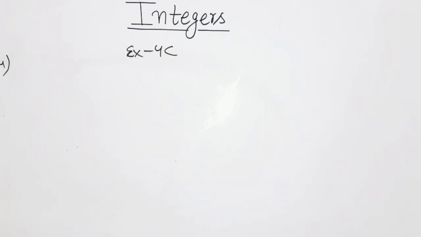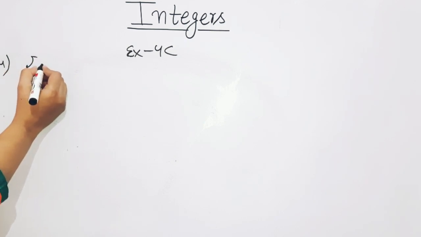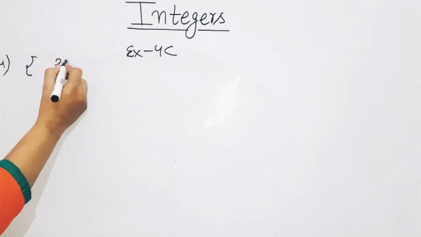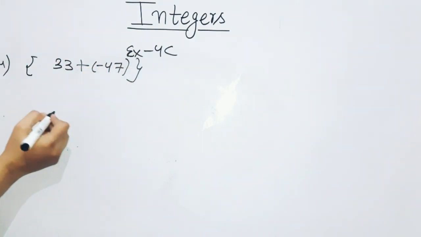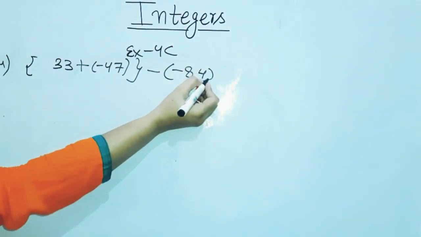तो from के बाद क्या दिया हुआ है? What is the term given after from? From के बाद आपको जो दिया है वो है the sum of 33 and minus 47. What we have to subtract? We have to subtract minus 84, right?